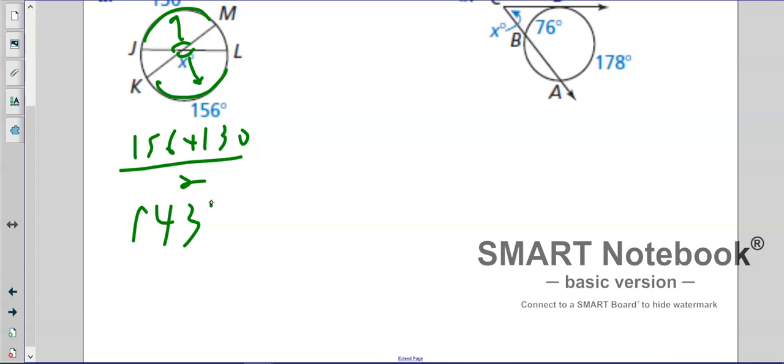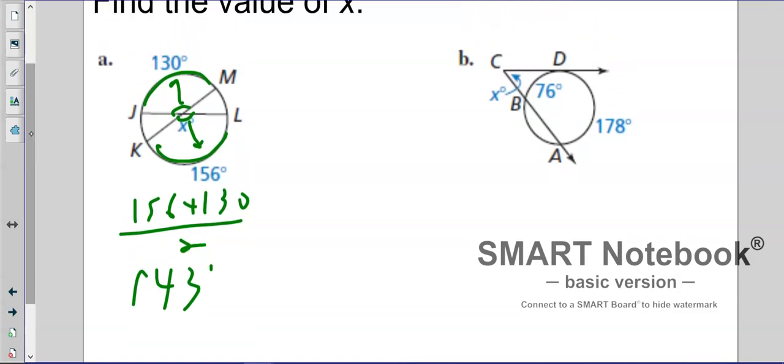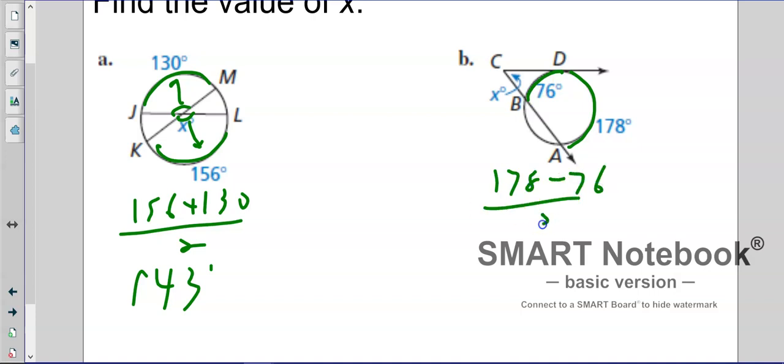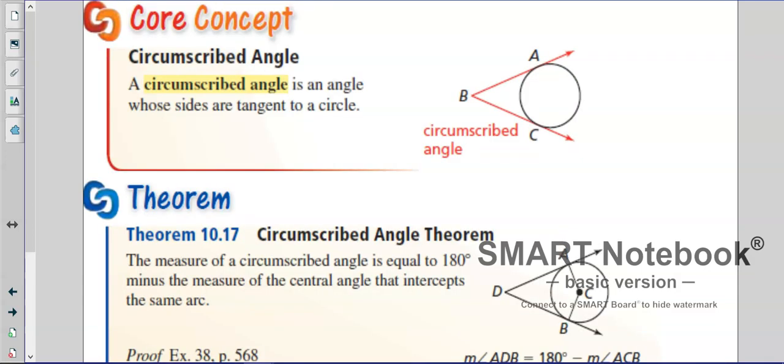for the measure. Okay? On number 2, B, it's outside the arc. So we're going to take this minus this. 178 minus 76 divided by 2, which gives us 51 degrees. So inside we add, outside we subtract, and then divide by 2.